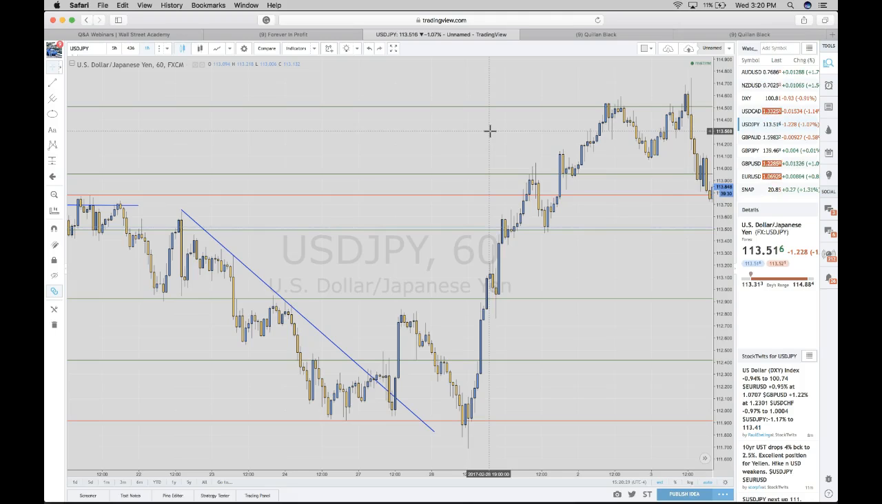So that's about it for support and resistance. And now this is support resistance 2.0.